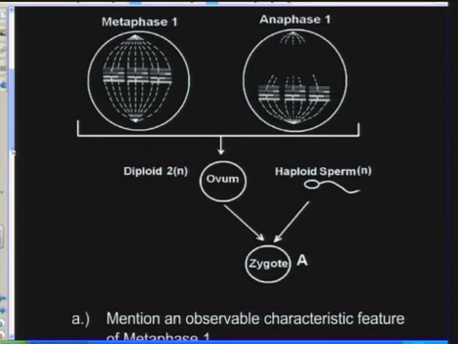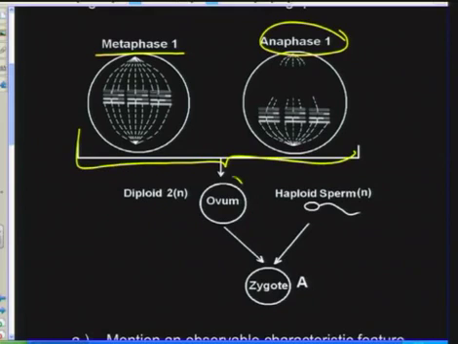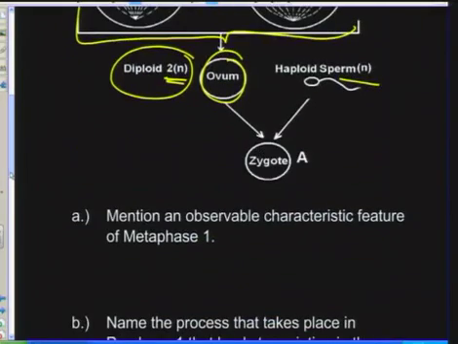Here we see metaphase 1, clearly represented as metaphase 1, here anaphase 1. We're seeing that these two stages collectively give you an ovum, and this ovum is a diploid ovum. And here we're seeing a haploid sperm that comes together and gives you a zygote. There's something not right in this diagram, and I hope you guys realize that this is a diploid cell that is produced after meiosis. Let's answer some questions that are based on this.